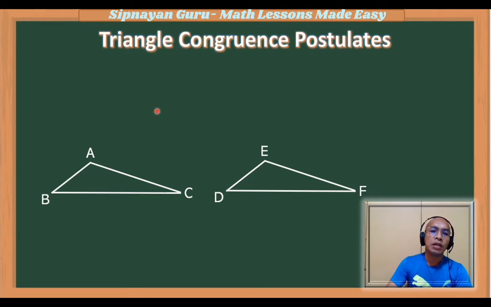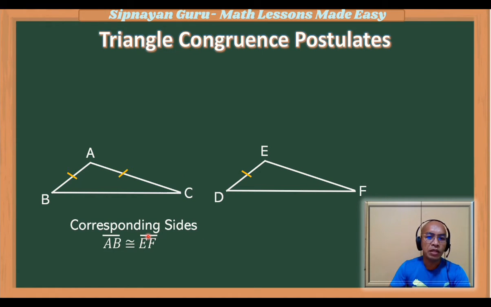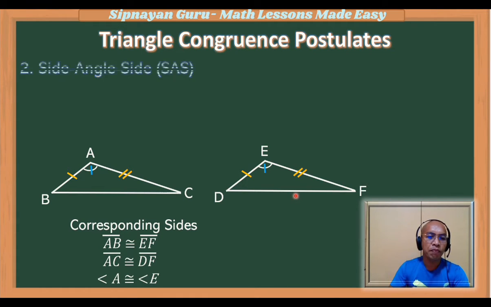Now let's have another postulate, and let's illustrate this one using these two triangles. Again, segment AB is congruent to segment ED, and segment AC is congruent to segment EF, and the included angle of these two segments are also congruent. Angle A is congruent to angle E, and this statement of congruency illustrates that the two triangles are congruent by the side angle side postulate.